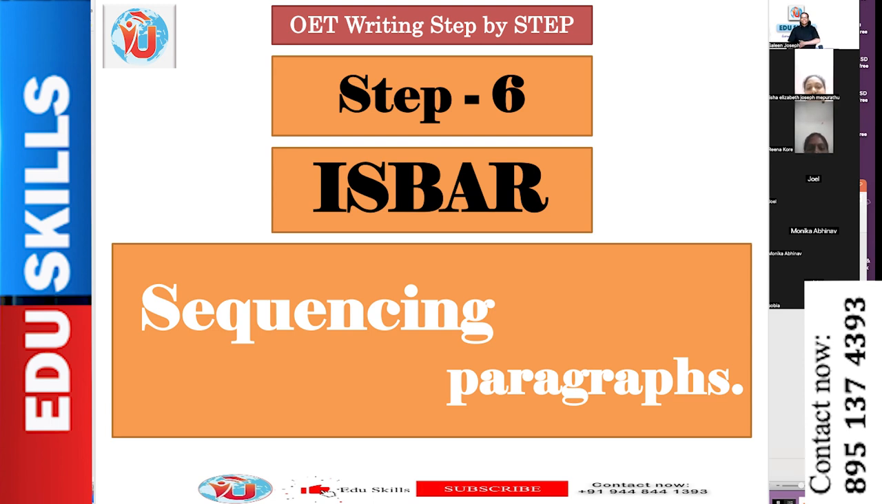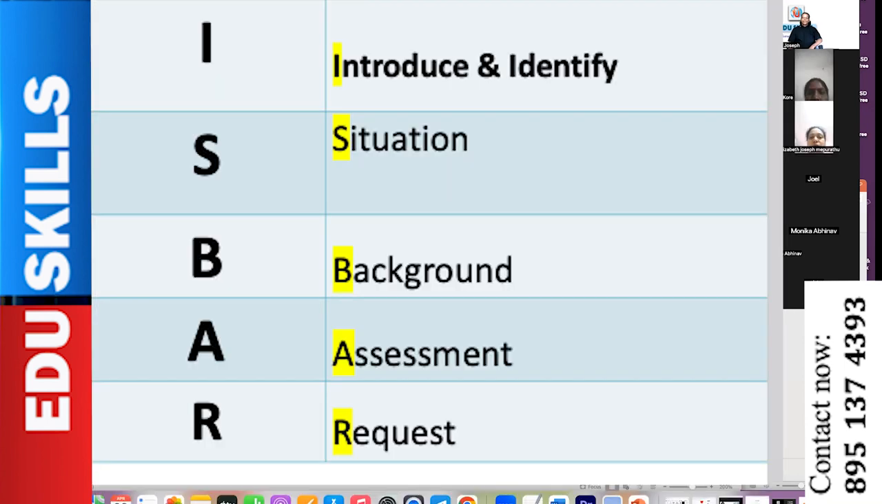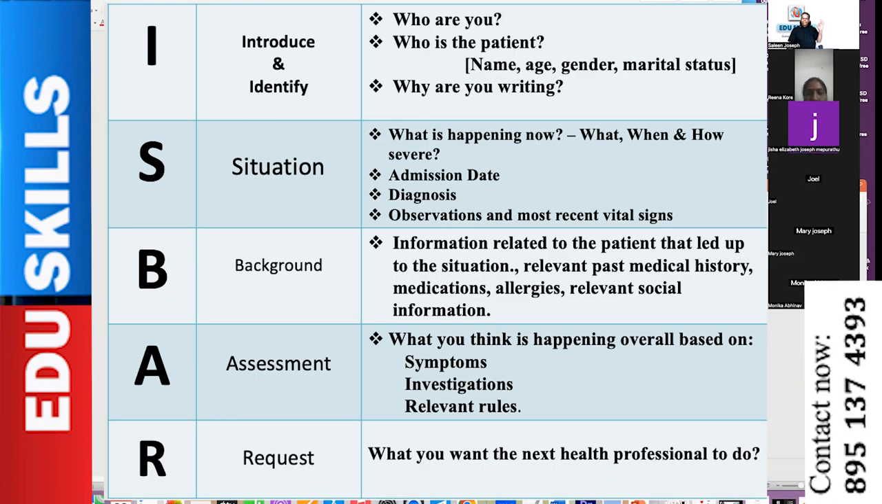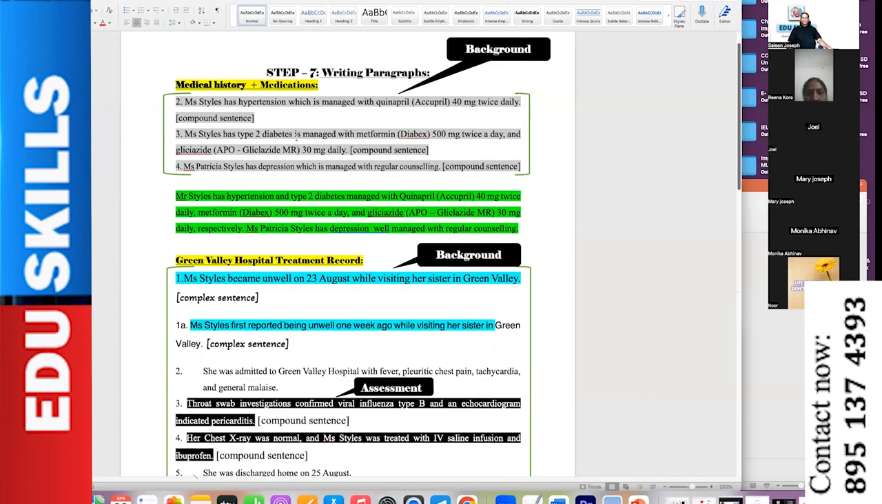See, this is how the medical history and medications, you have heard of this ISBAR. I means introductory paragraph, or I introduce and identify. B means background. S means situation. A means assessment, and R means request. See, writing paragraphs here, I am just going by the order of the case note, okay?